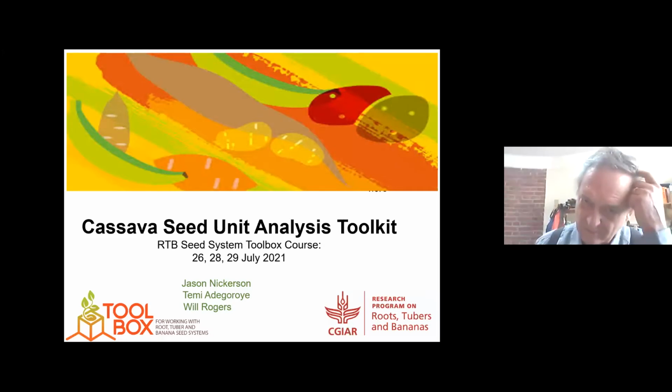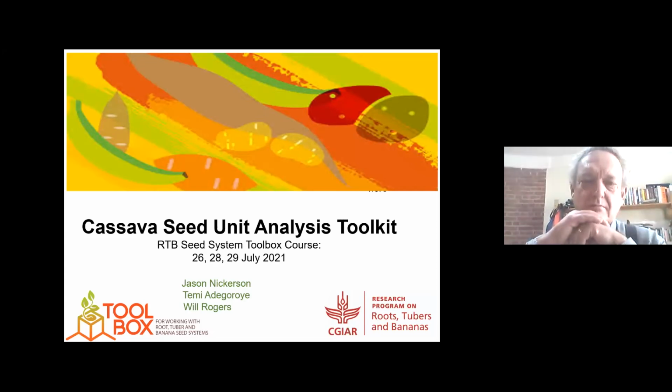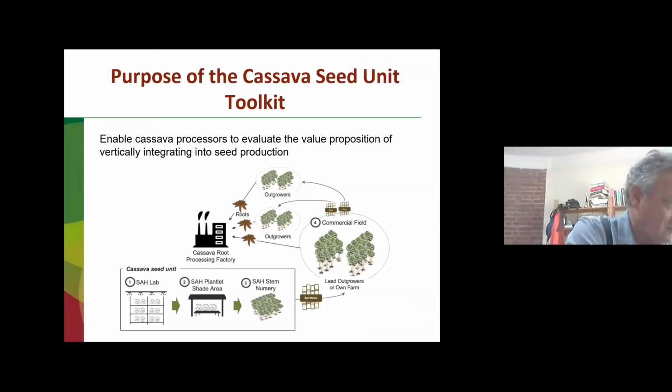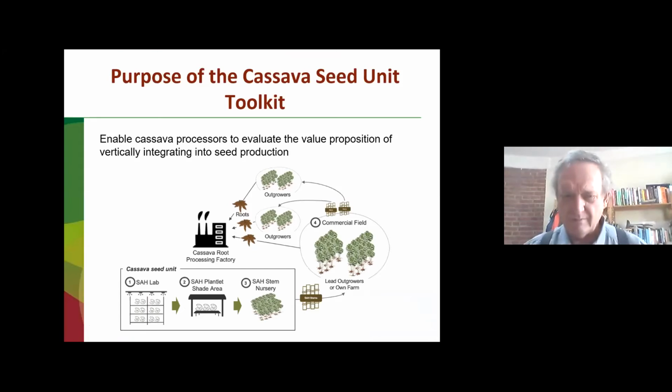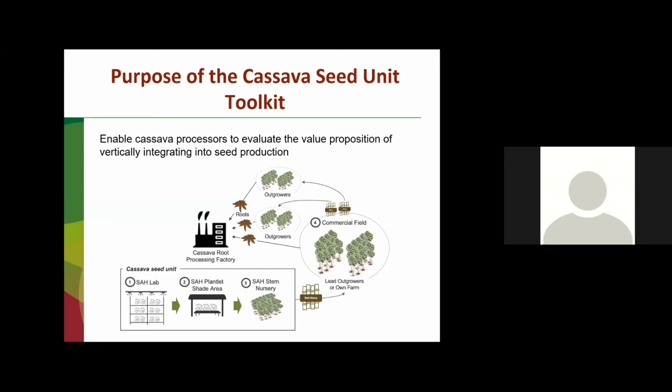Hello, my name is Jason Nickerson, and I'm with Context Global Development, and I'm pleased to introduce the Cassava Seed Unit Analysis Toolkit in partnership with Temi Adegoroye of Sahel Capital. Through the Basics program, we piloted a commercial seed production strategy called the Processor-Led Model. At its core is a backward integration strategy wherein industrial processors establish seed units to increase the supply and adoption of clean stems of high starch content cassava varieties.